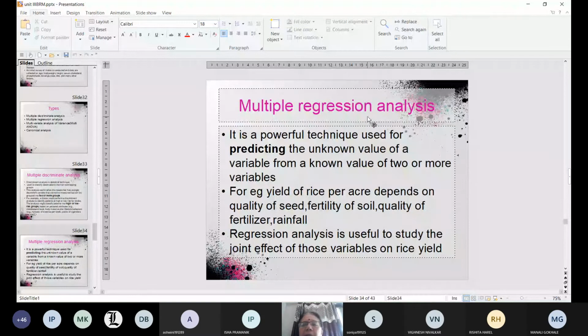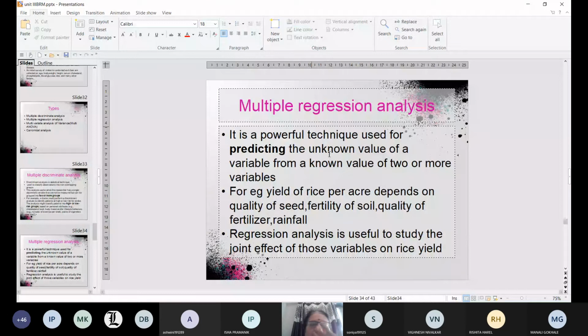The second type is multiple regression analysis. This is also a statistical technique which is used for predicting something which is unknown from some known values. So you have some known values and you are using them to estimate or to predict the unknown value.